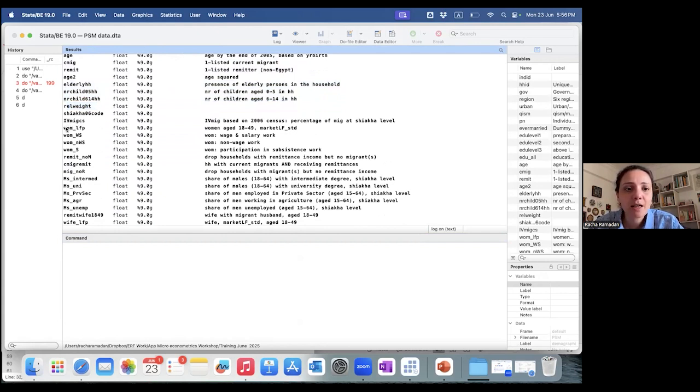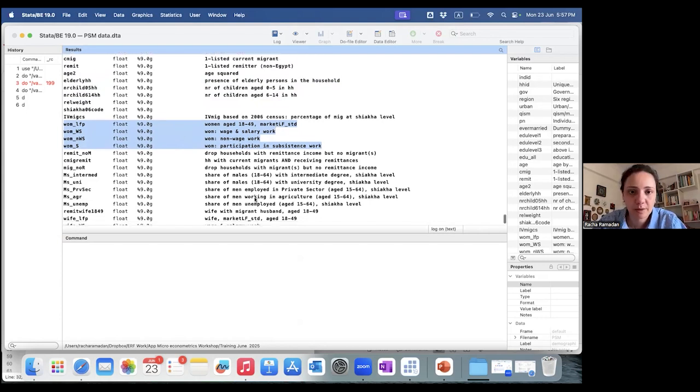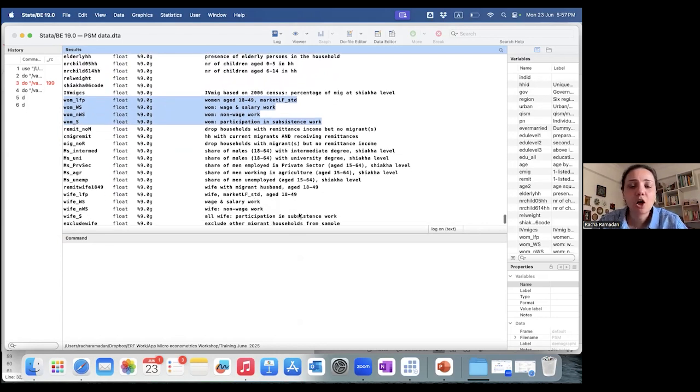We have the 4 variables of outcome, our outcome variables of interest. We have labor force participation, whether women aged between 18 and 49 years old are participating in the labor market or not. We have women who are working as wage workers, women who are non-wage workers, and whether they are participating in subsistence work. In the do file, we'll find the analysis for the 4 variables, but for the sake of time, I will focus only on the first outcome of interest, which is female labor force participation. So these are the individual variables we will be taking care of.